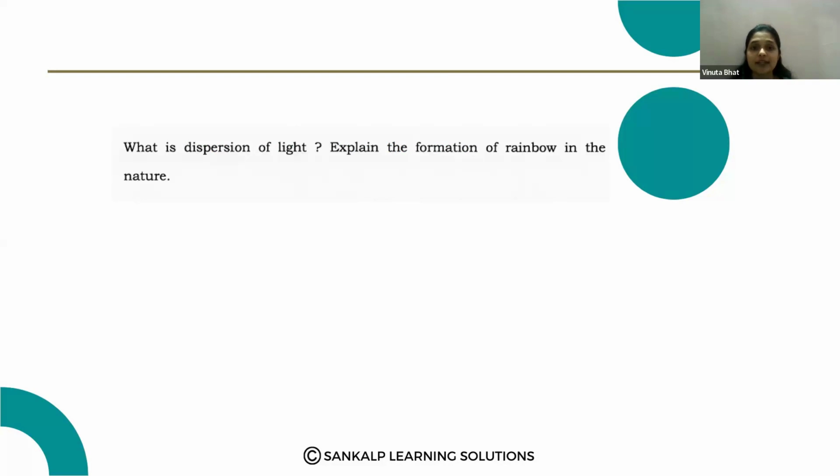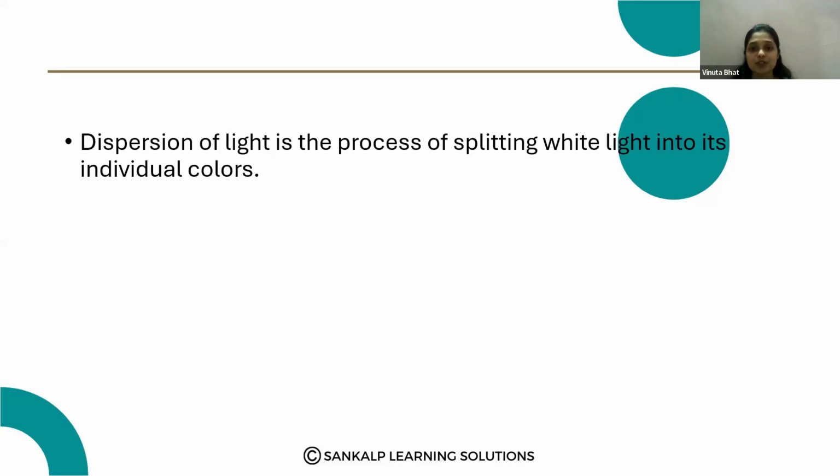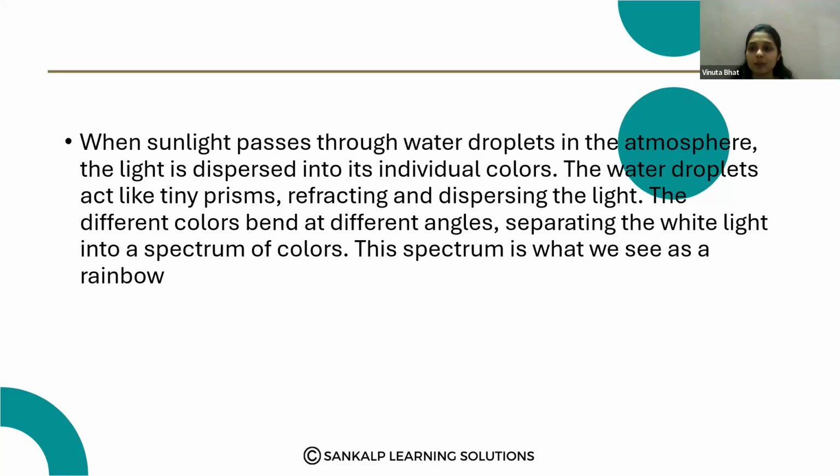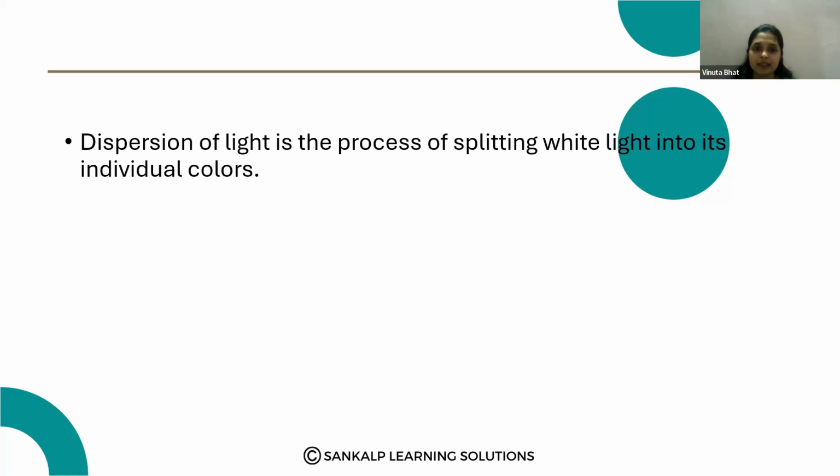What is dispersion of light? Explain the formation of rainbow in nature. Dispersion of light is the process of splitting of white light into its individual colors. How does the rainbow occur in nature? When sunlight passes through the water droplets in the atmosphere, the light is dispersed into individual colors. The water droplets act like tiny prisms, refracting and dispersing the light. The different colors bend at different angles, separating the white light into a spectrum of colors. This spectrum is what we call the rainbow. That is how the rainbow is formed in nature.